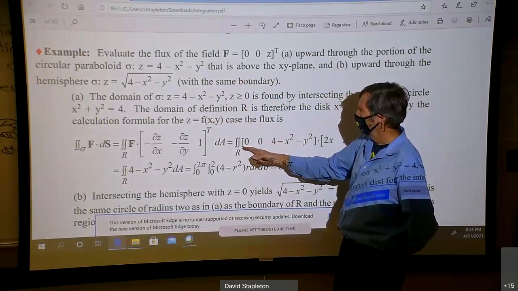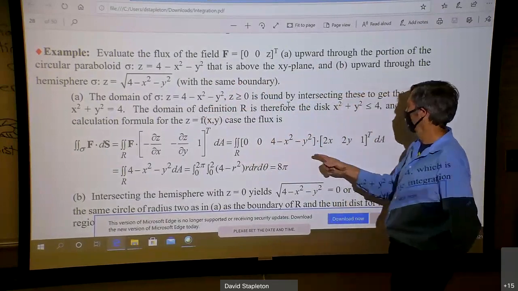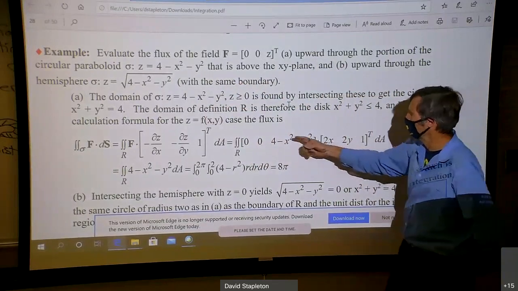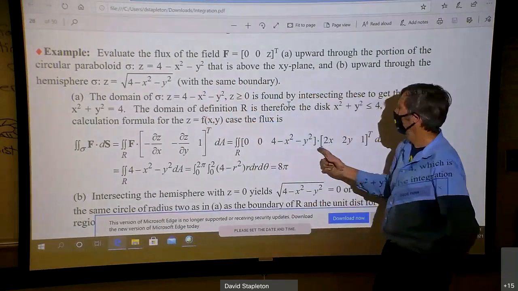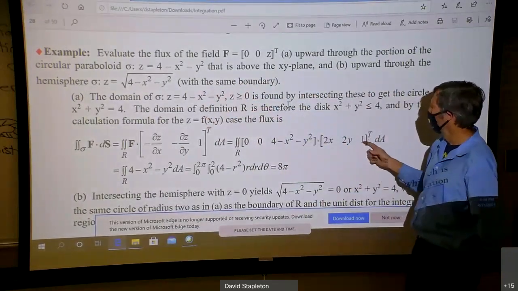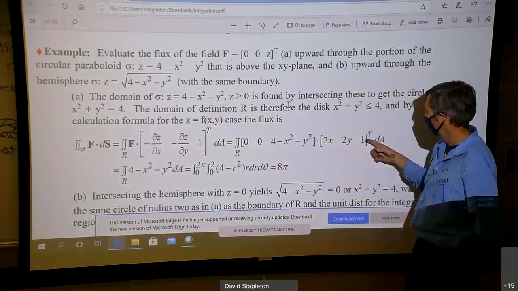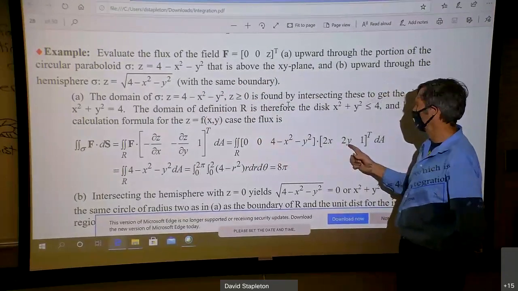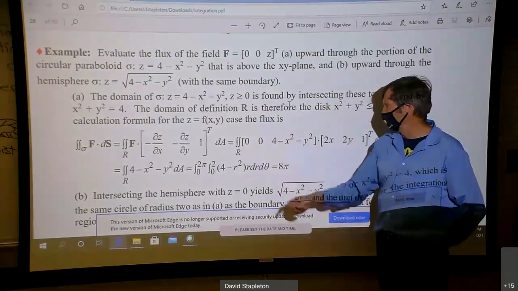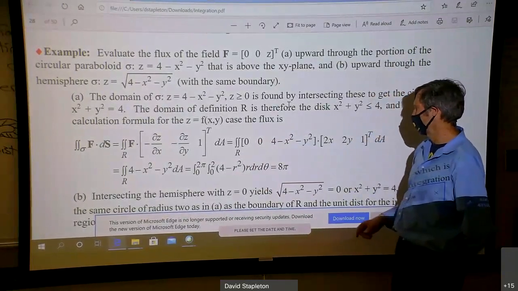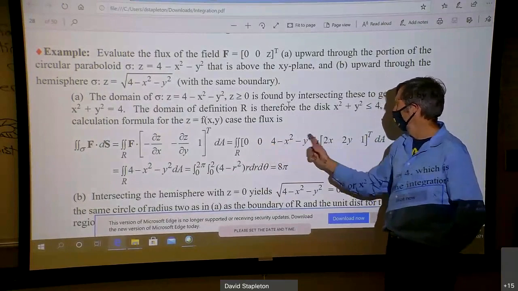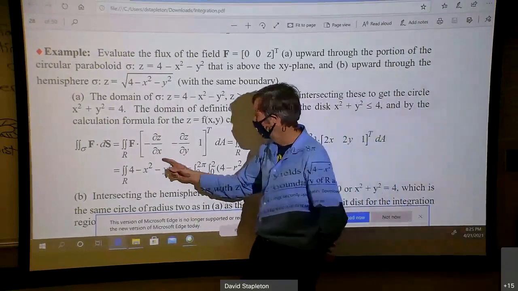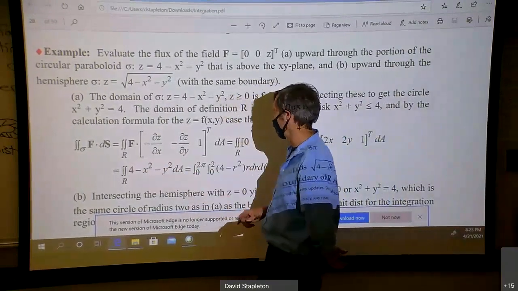Here is the velocity field, (0, 0, z). And we dot product that with, for the surface, dz/dx, which is minus 2x, dz/dy, which is minus 2y, and 1, right? So dz/dx, dz/dy, 1. And then we take the integral over the region of projection of that dot product. So you compute 0 plus 0 plus 4 minus x squared minus y squared, which is the dot product. I just have to integrate that over the disk.